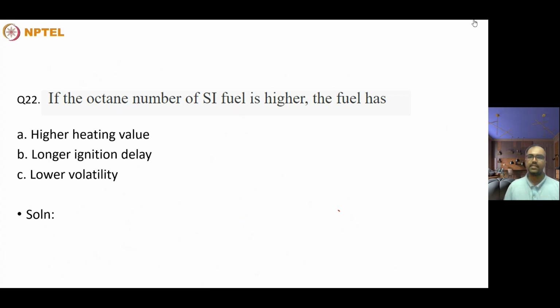Okay. The next is a question based on the octane number of the SI engine fuel. This is an MCQ. If the octane number of SI fuel is higher, the fuel has got higher heating value, longer ignition delay, lower volatility. What will be the answer?